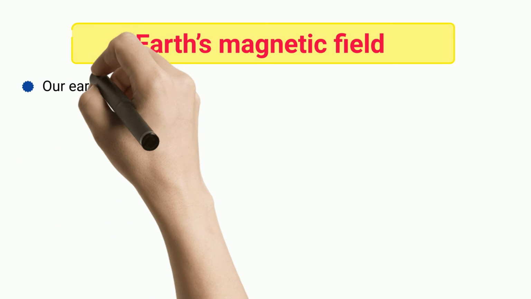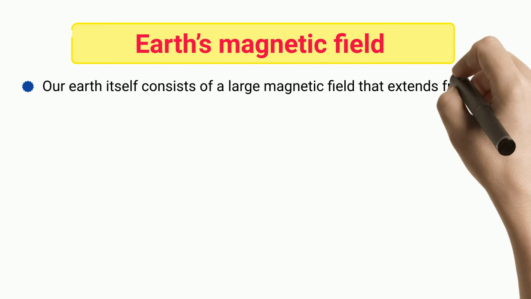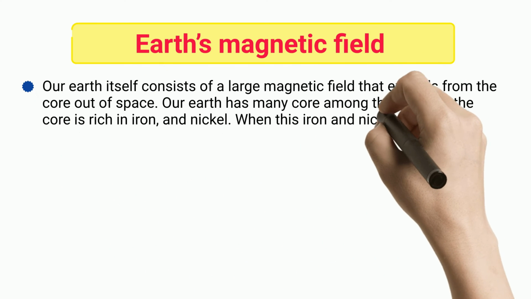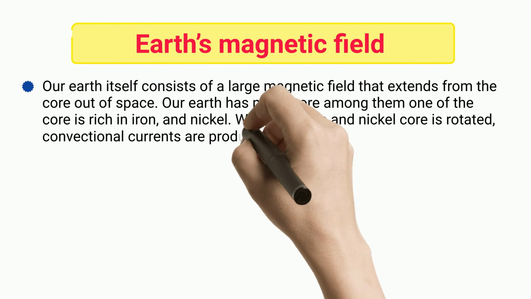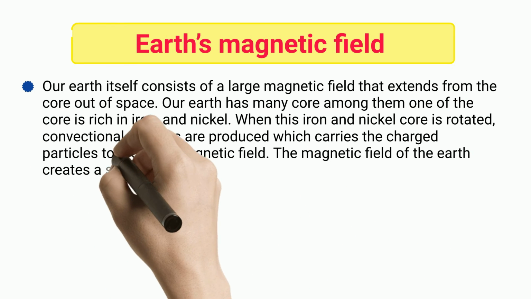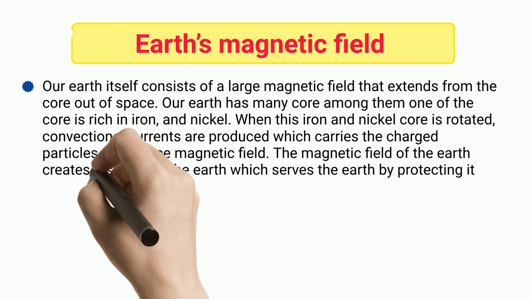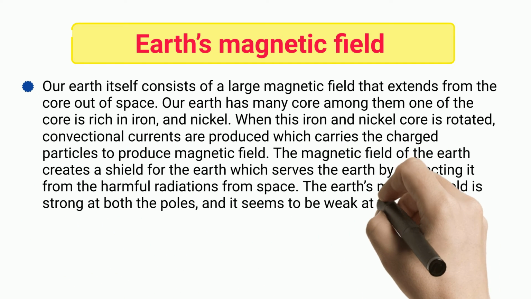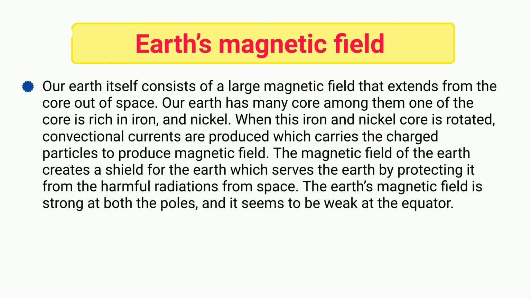Earth's magnetic field. Our Earth itself has a large magnetic field that extends from the core out into space. Our Earth has many cores, among them one of the cores is rich in iron and nickel. When this iron and nickel core rotates, convectional currents are produced which carry the charged particles to produce the magnetic field. The magnetic field of the Earth creates a shield for the Earth, protecting it from the harmful radiations from space. The Earth's magnetic field is strong at both the poles, and it seems to be weak at the equator.